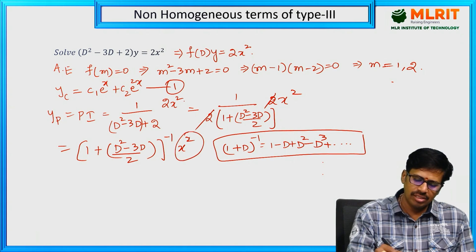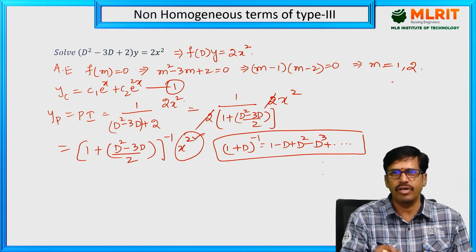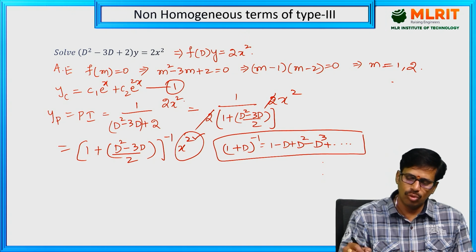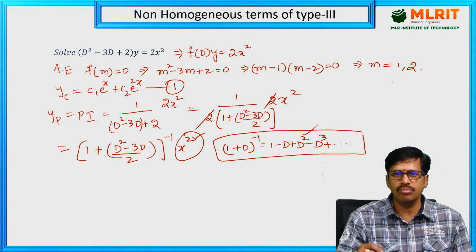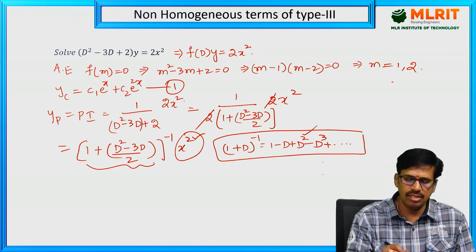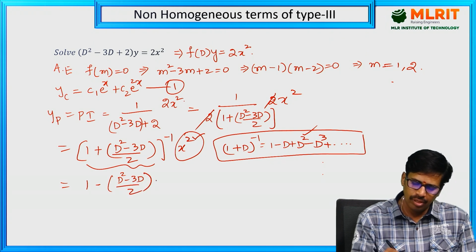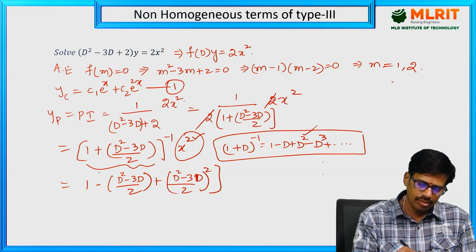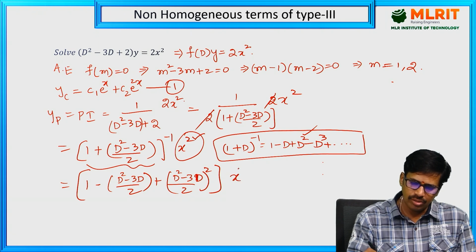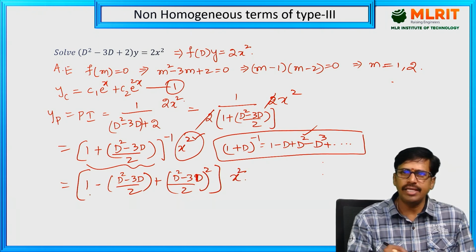Here the function is a second degree polynomial, a function of degree 2. So we have to write up to D squared terms, because higher order derivatives D cubed and D power 4 will be 0. So in this expansion, wherever you get D squared terms, stop there. So let us write 1 minus D. D means what? D squared minus 3D by 2 plus D squared, that is (D squared minus 3D by 2) whole squared into x squared. So multiply each and every term.